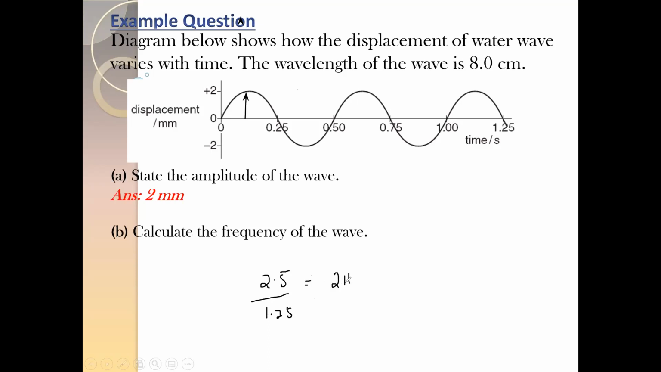This is one way. Or what you can do, first find the time period, the time to complete one vibration. The time period is 0.5 seconds. But we need a frequency. Frequency is the reciprocal of the time period. So T is equal to 1 over f, so 1 divided by 0.5. We'll also get the same answer, which is 2 hertz.